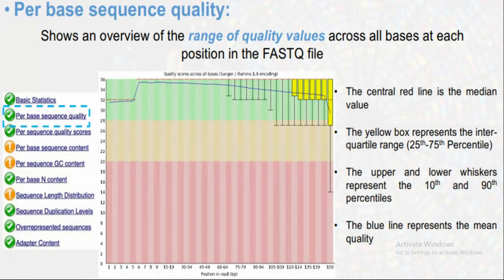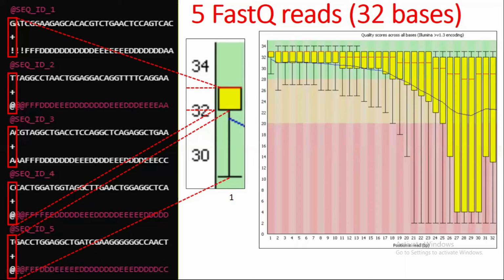So I hope you get my point. If you know how to interpret it, then you can see that reads from 28 to 32 have compromised quality, so then you can deal with it. I will show you how to deal with it in a later video, in part 12 of this video series. Here I just want you to understand the results.